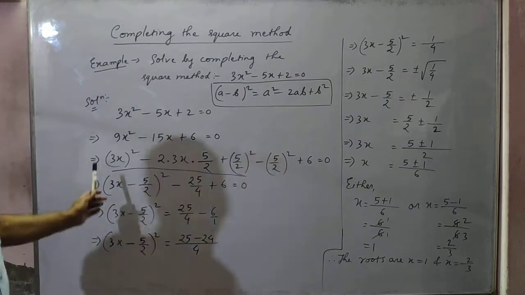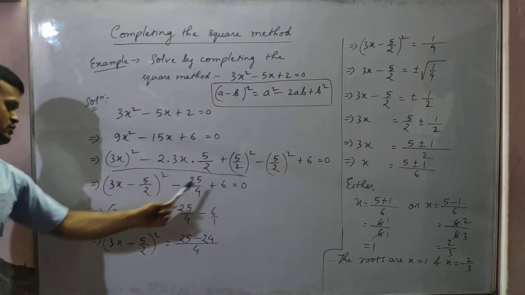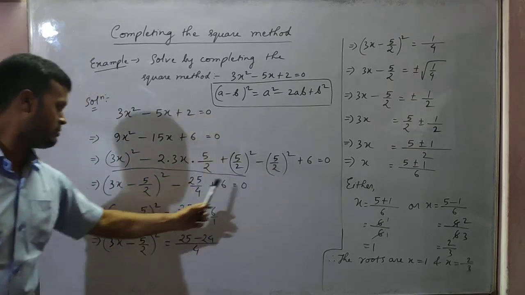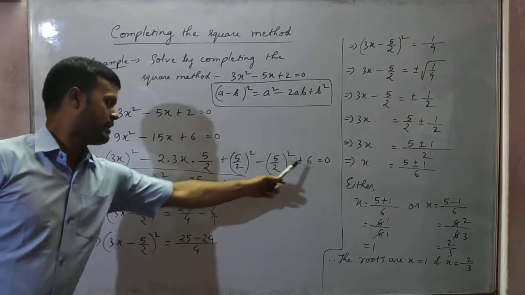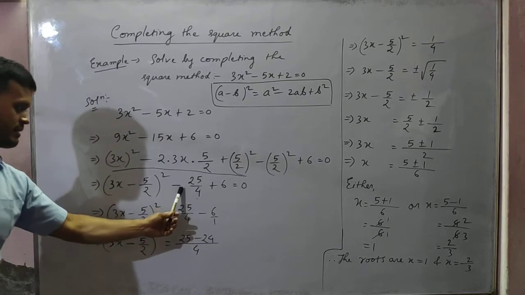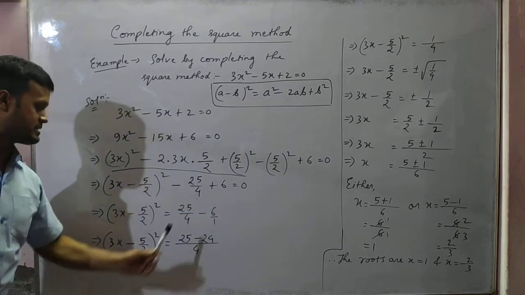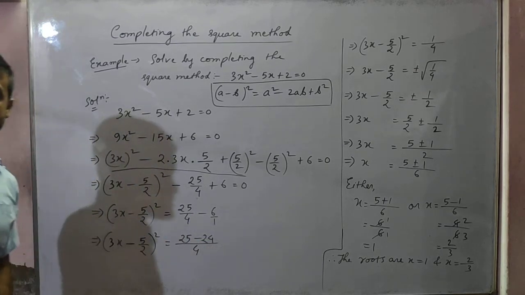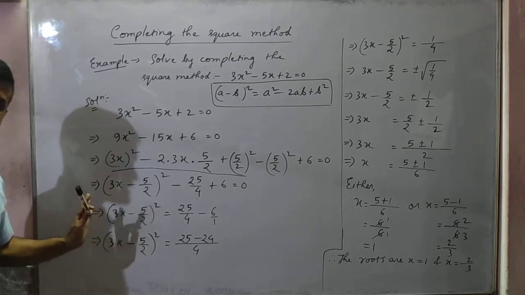Okay. So a square minus 2ab plus b square will become a minus b whole square. And minus 5 by 2 whole square. So 5 square will become 25 and 2 square will become 4 and plus 6. So minus 25 by 4 you take to the right hand side, it will become plus. Plus 6 you take to the right hand side, it will become minus. Now 4 and 1 LCM you take, students. So a minus b whole square, let it be this side.